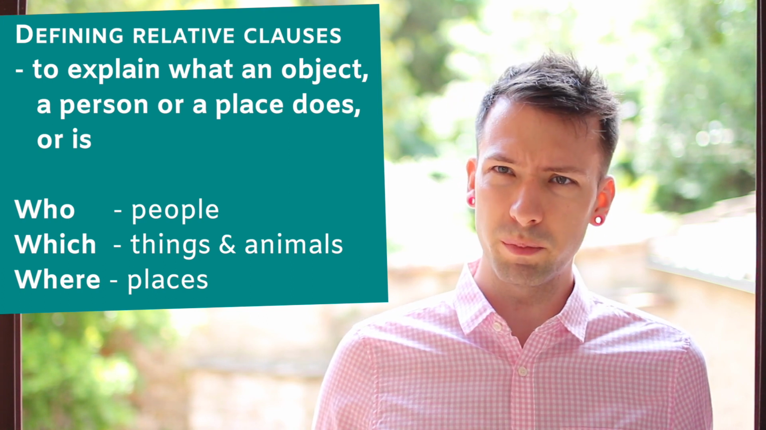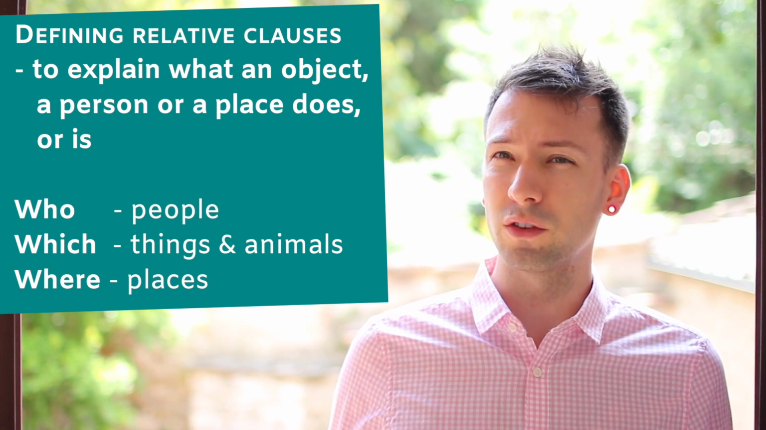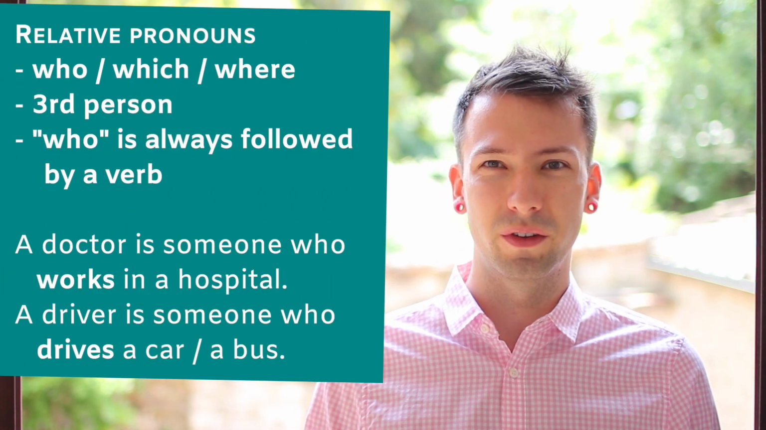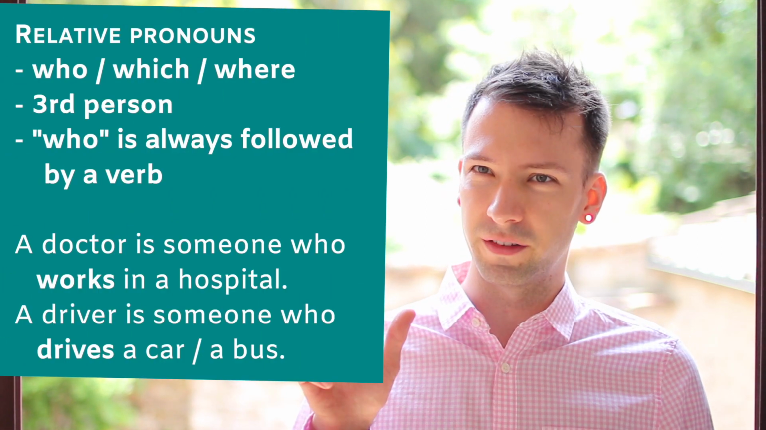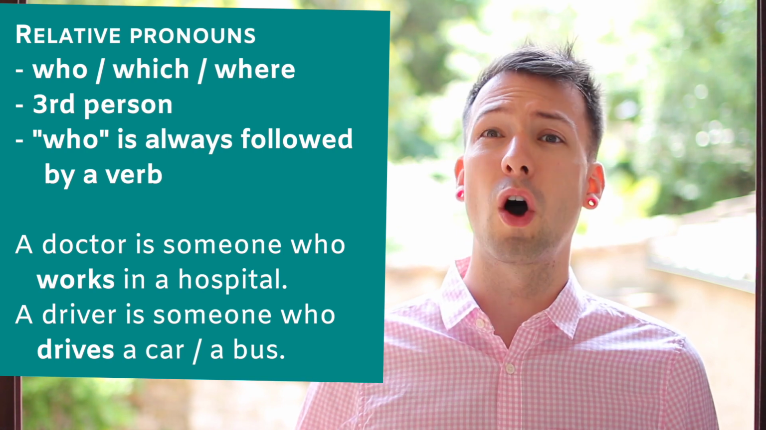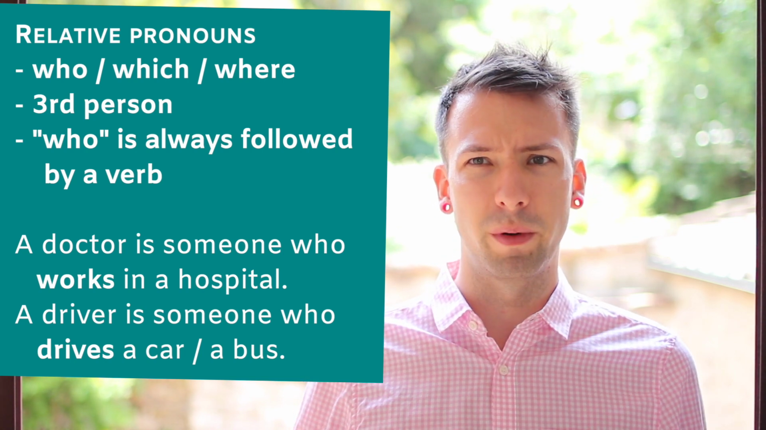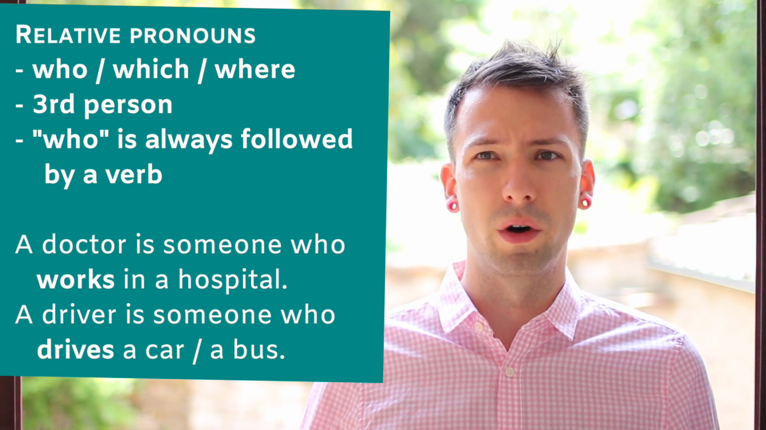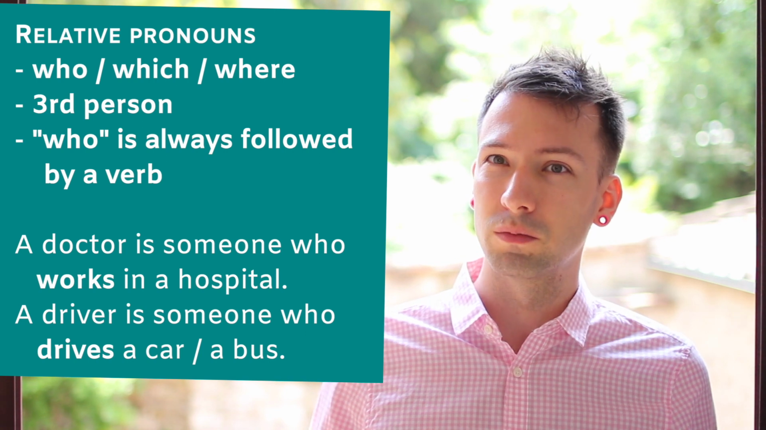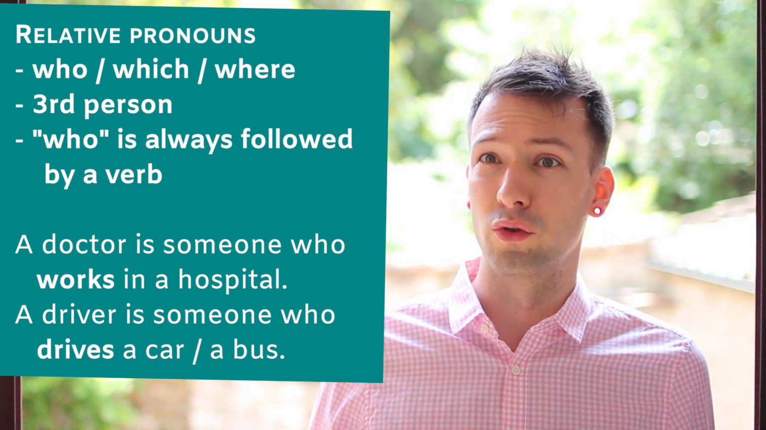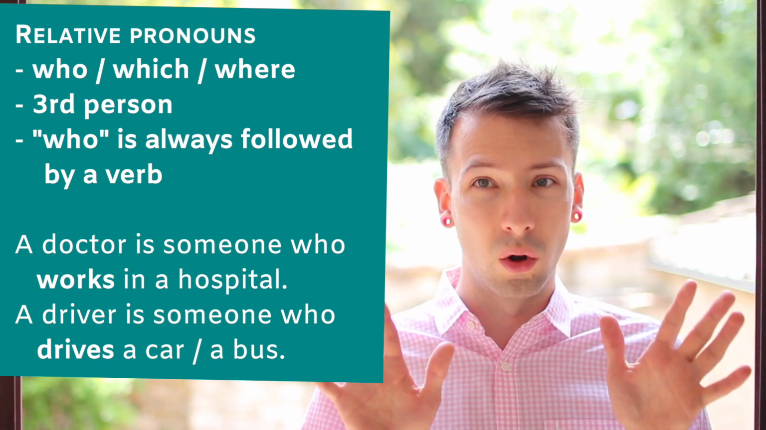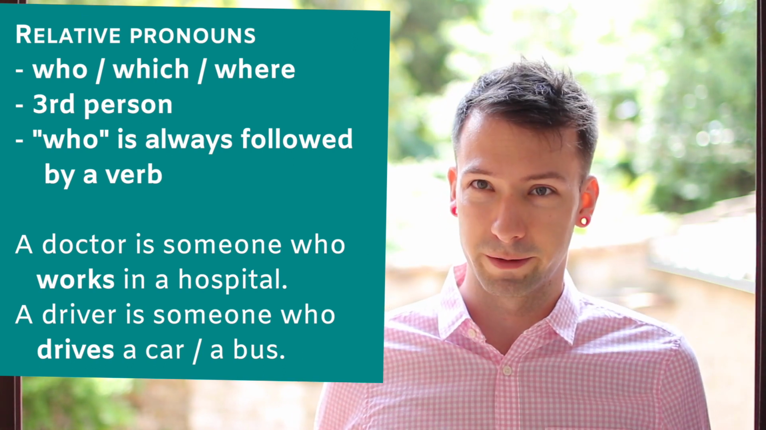We use who for people, which for objects or animals, and where for places. Who, which, and where are relative pronouns, which means they are third person. So who is always followed by a verb in third person. For example, a doctor is someone who works in a hospital. A driver is someone who drives a car or a bus. But who is always followed by a verb.